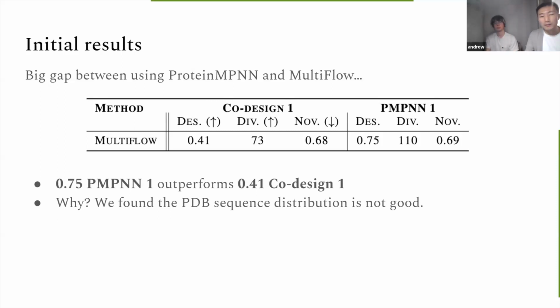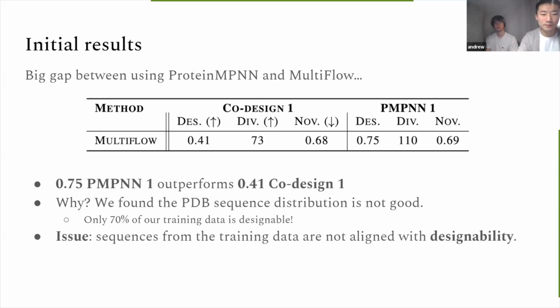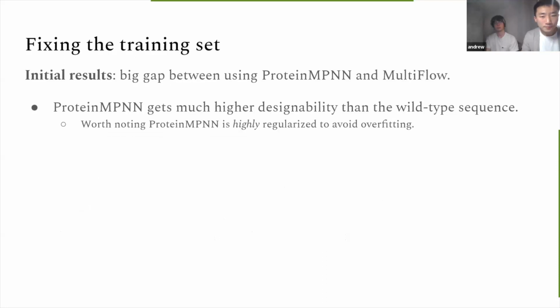One thing we found was that the wild type distribution that you get from PDB is actually not so good. In fact, only 70% of the wild type sequences are designable. 30% of them that we're learning on will never pass this metric that we set for ourselves. So we saw this issue and we saw how to improve it.